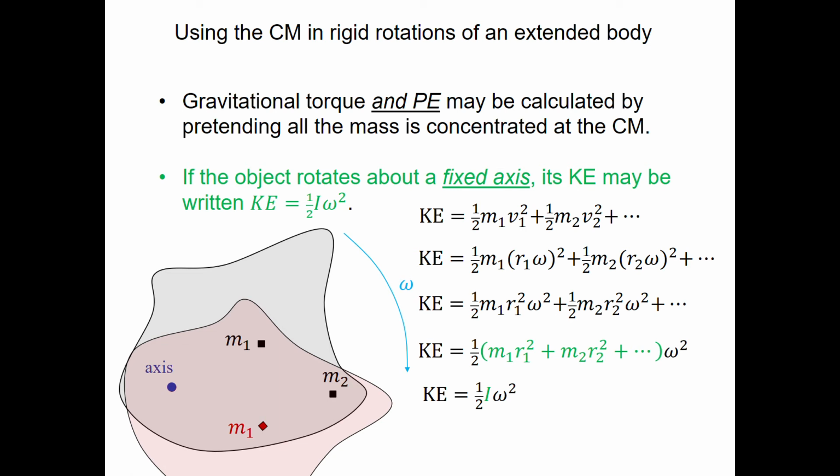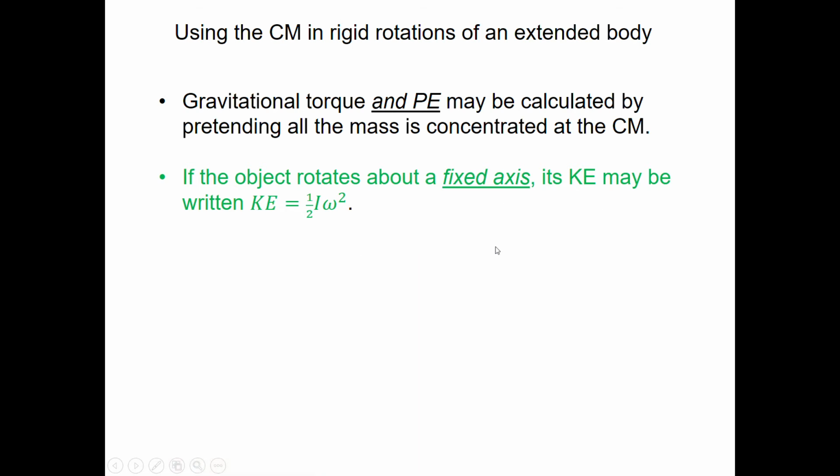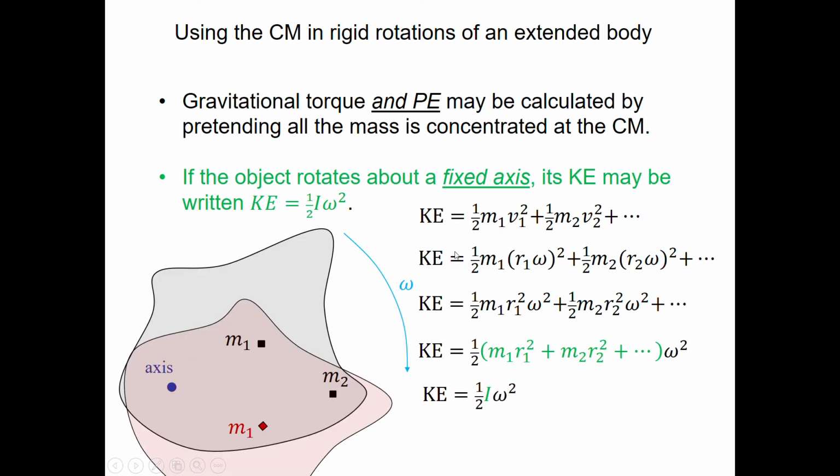Here's another simplifying way to think about things. What about the kinetic energy of the object? I'm using this because we're going to start using energy methods with rotating extended objects. If I'm worried about the kinetic energy of the object, if the object rotates about a fixed axis, then the kinetic energy of this object would be the sum of all the 1/2 mv squareds for all the little bits of mass.